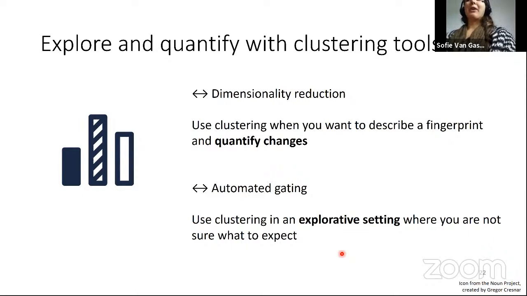One small remark, maybe a bit personal: I would be very careful about calling this kind of analysis completely unbiased. Of course, there is still bias in there. You choose which markers you measure, and also the parameter choices of the algorithms. It's very easy to have some bias there, but it's for sure a more explorative setting than just looking at what you expect to be there.